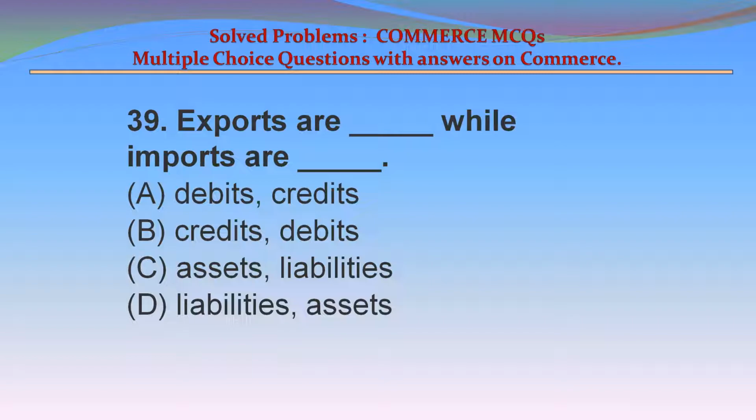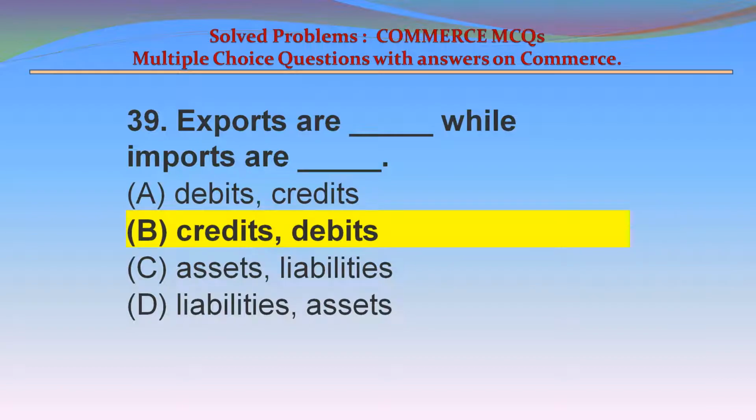39. Exports are dash while imports are dash. Option A, debits and credits. Option B, credits and debits. Option C, assets and liabilities. Option D, liabilities and assets. Answer B, credits and debits.